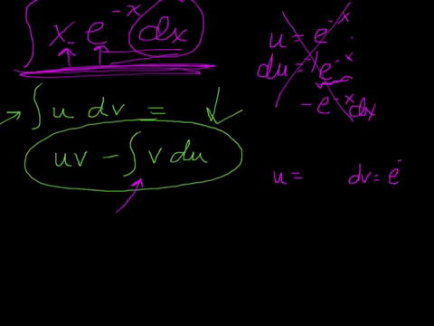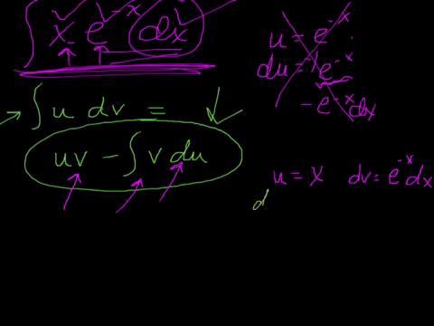I'm going to make the e to the negative x dx my dv, and that makes the x part of my u. So I have accounted for the x, the e to the negative x, and the dx in my original integral. So I have u and I have dv. Now, according to the formula, I need to figure out what the original v expression was, and I need to know what du is equal to.